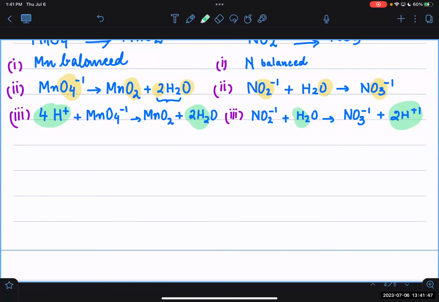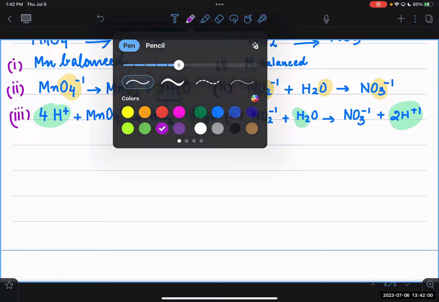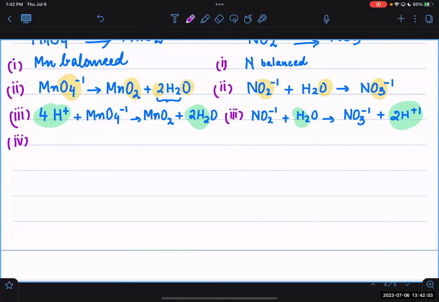Now, what are we going to do next? We are going to balance the charges. Now, let's look at the charges. In this case, we have 4 plus 1 charge, plus we have 1 minus 1 charge. This is giving you 0 charge plus 0 charges, right? So we have 4 plus 4 charge minus 1 charge. So that becomes plus 3 charge. But the other side is 0.